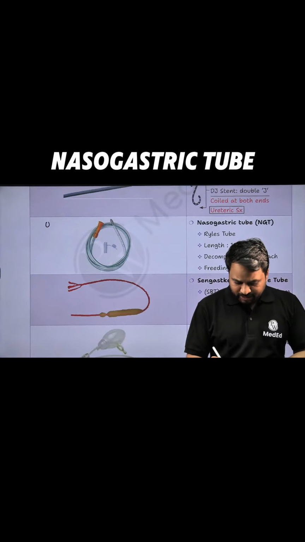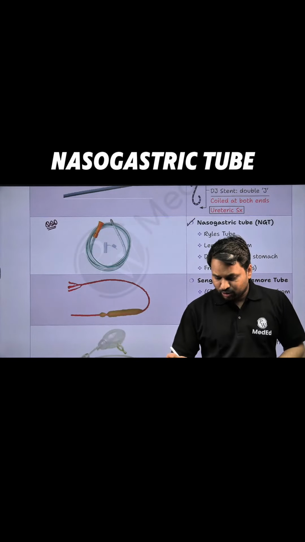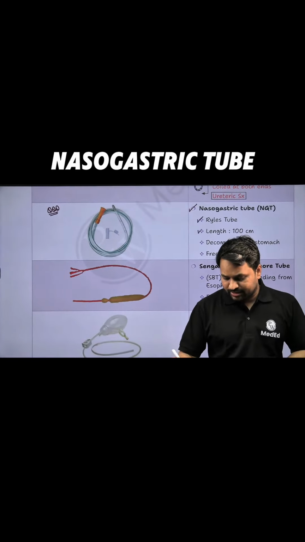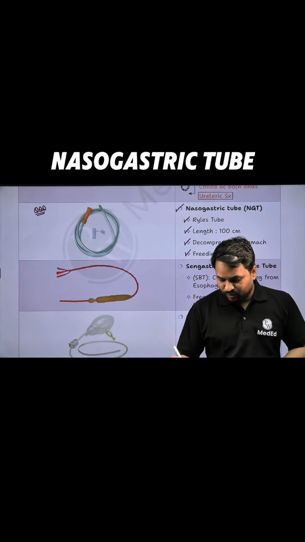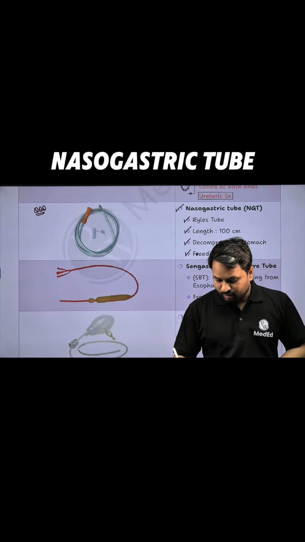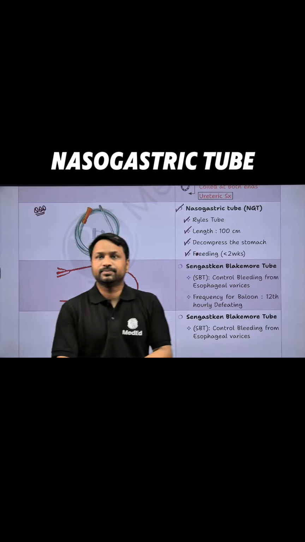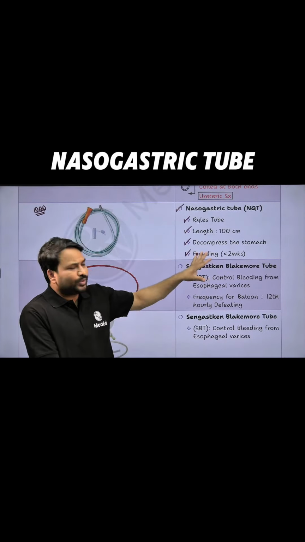Then comes your nasogastric tube, again very important from our exam perspective. The nasogastric tube is also called the Ryle's tube. The average length of the Ryle's tube is going to be 100 centimeters. It is used to decompress the stomach, as well as if you're looking to feed the patient, if the feeding requirement of the patient is less than 2 weeks. If the feeding requirement is less than 2 weeks, you can go with Ryle's tube.